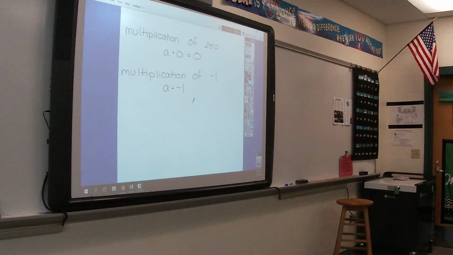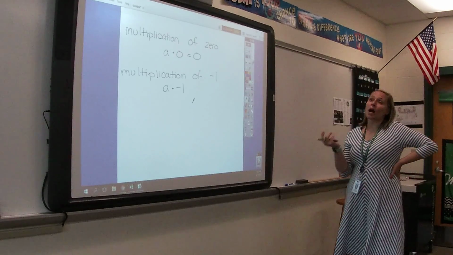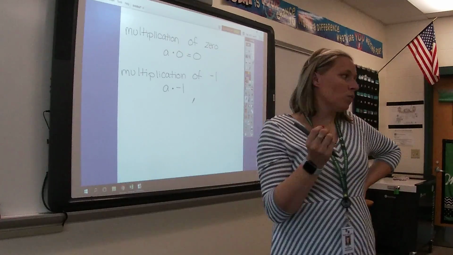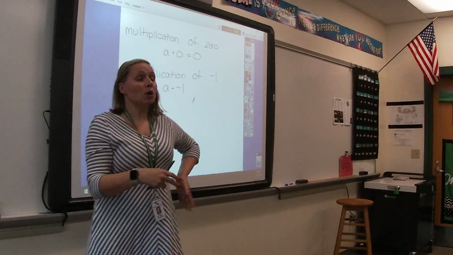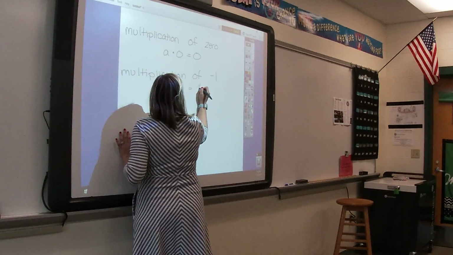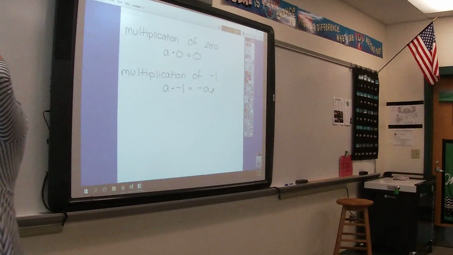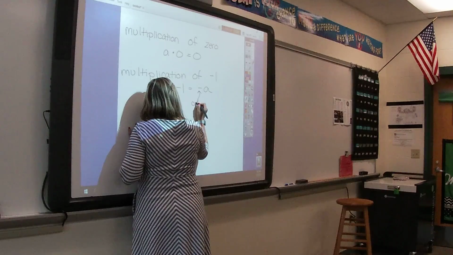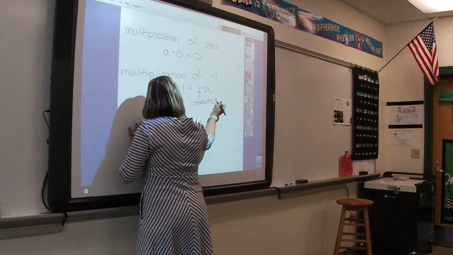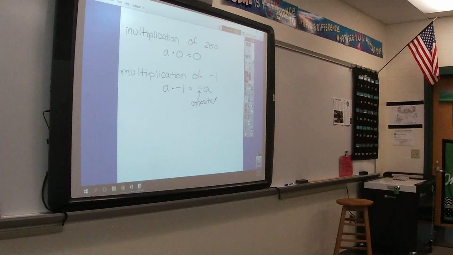What's the definition of opposite? What did we say on day two or whatever that opposite meant? What's the opposite of four? Negative four. What's the opposite of negative seven? Seven. What does the opposite do? Change the sign, right? So if we're multiplying by negative one, we're changing the sign. We often read this as a negative, but this really tells us it's the opposite. Don't get too hung up on that. We'll talk more about that as we go on and how we read numbers.